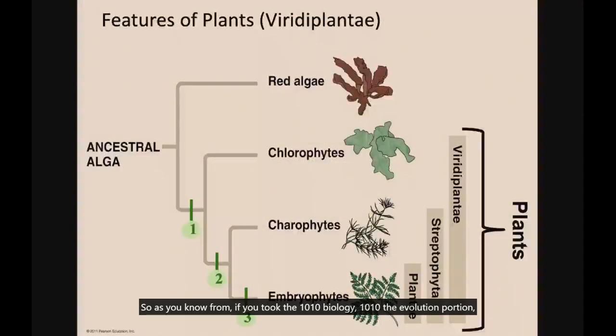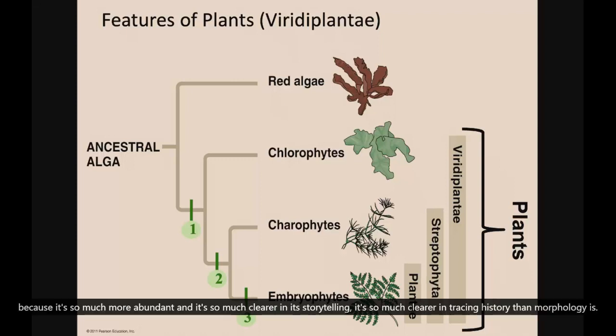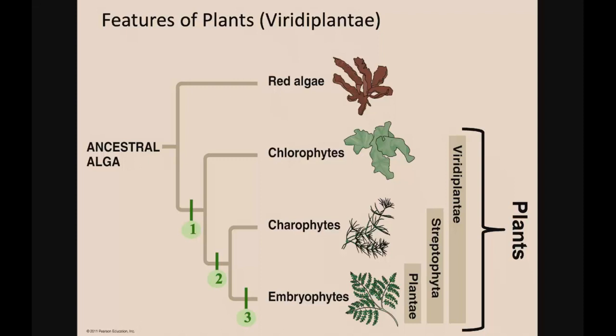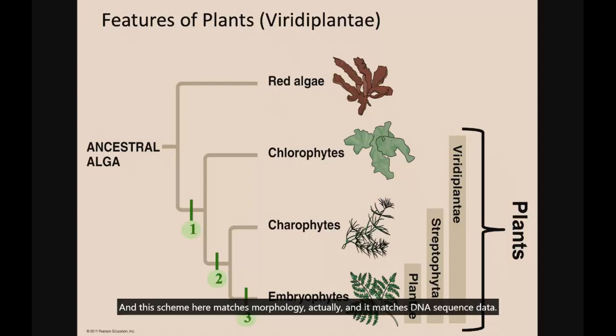So as you know, if you took Biology 1010, the evolution portion, we define groups by shared characteristics. And these shared characteristics can be morphological, but today we tend to use DNA sequence information, because it is so much more abundant and so much clearer in its storytelling. It's so much clearer in tracing history than morphology is. And this scheme here matches morphology, actually, and it matches DNA sequence data.